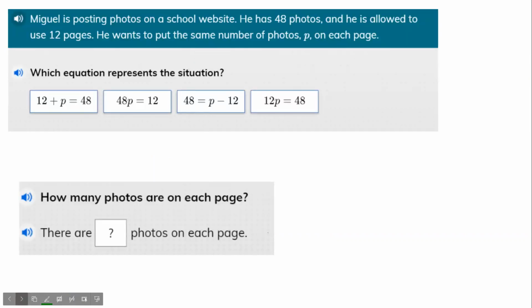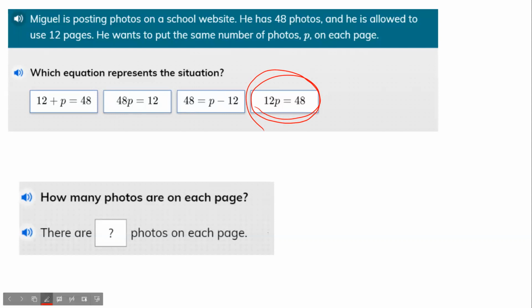Miguel is posting photos on a school website. He has 48 photos and he is allowed to use 12 pages. He wants to put the same number of photos, P, on each page. So he wants to put the same number of photos on each page. So if he multiplies the number of pages times the number of photos, right, he will get 48, which is how many photos he has.